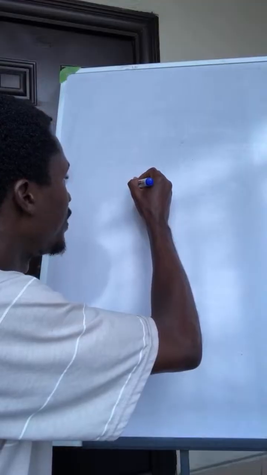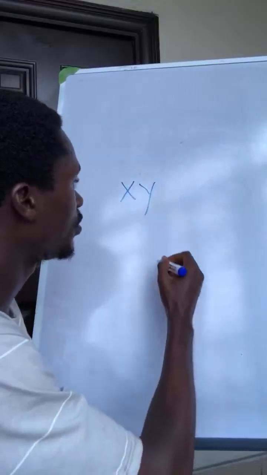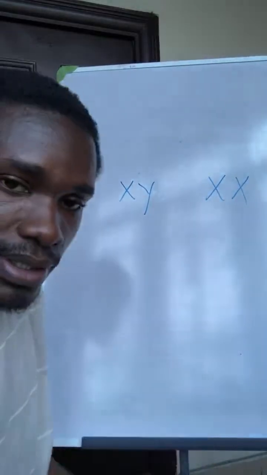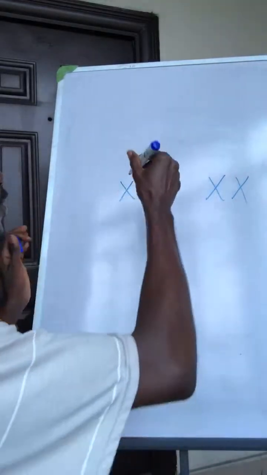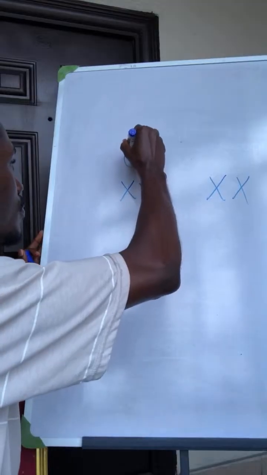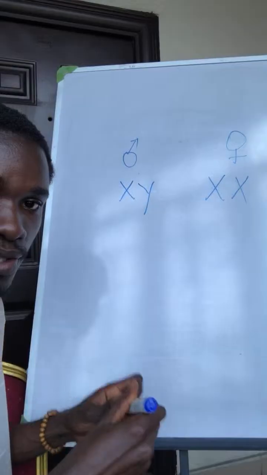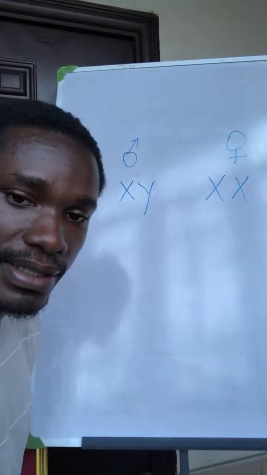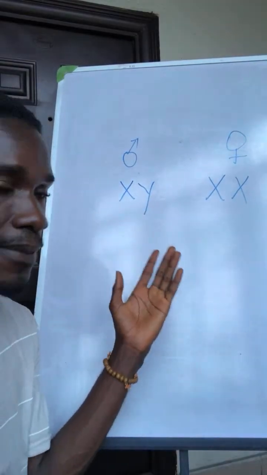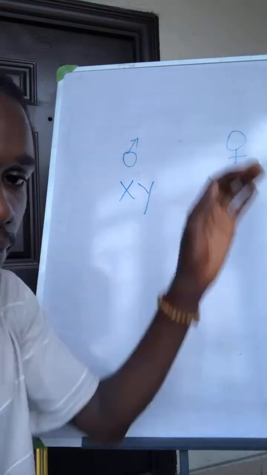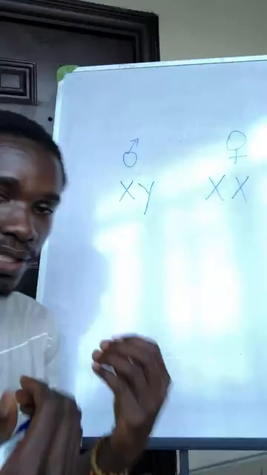men have the X and Y chromosome, and women have the XX chromosome, right? This is very simple. So this is male and this is female. You should be able to know these two symbols. Very, very important. You see these two symbols, you should be able to know them. This is the arrow symbol and this is the mirror symbol.